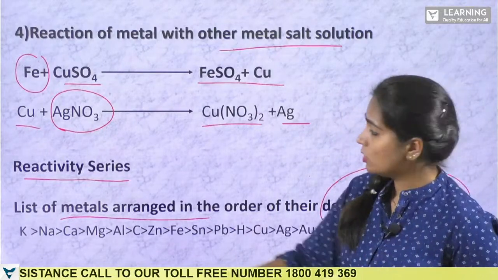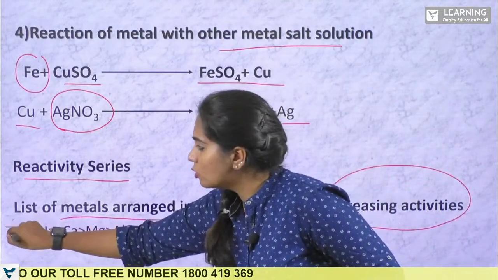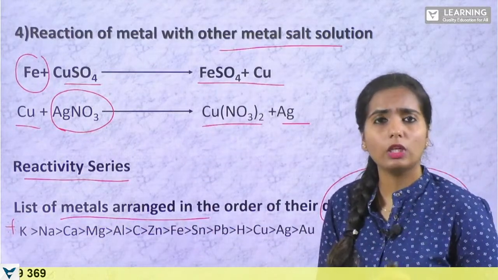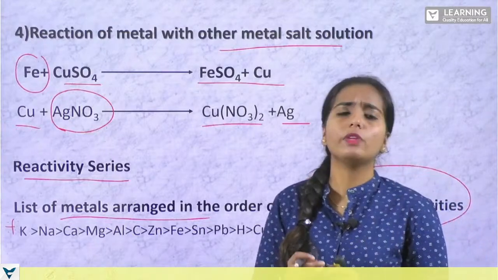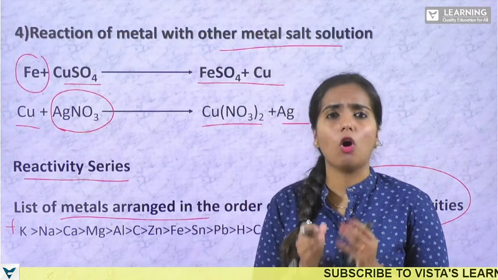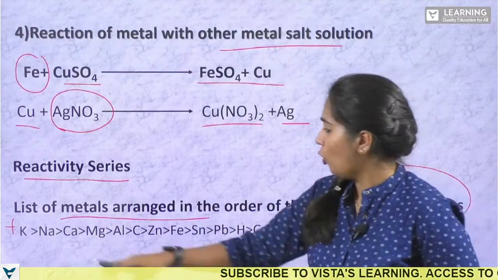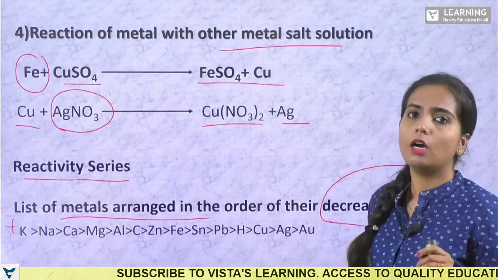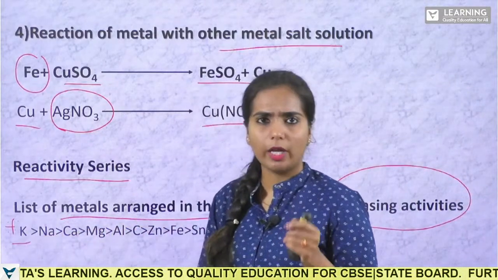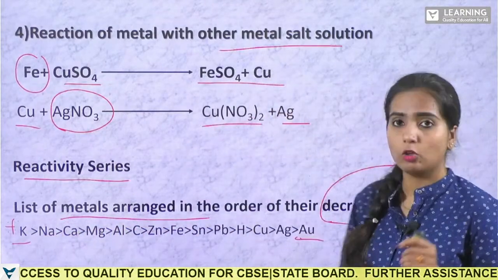Yes, this one is very, very important, students, to remember: the reactivity series. Based on this only, you can get to know a lot of equations, how actually the reaction happens, and whether the reaction doesn't happen. All this you will get to know only through this series. The highest is potassium and the lowest is gold.